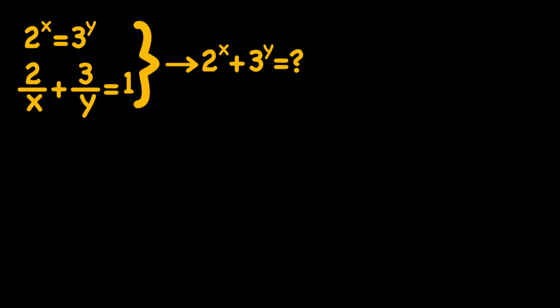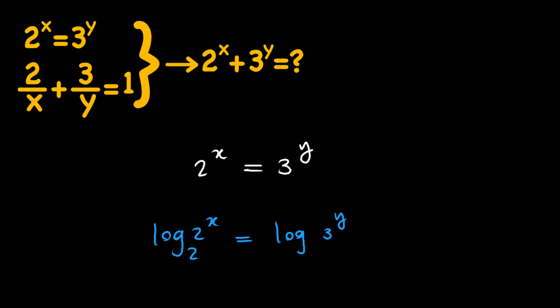Well, to do that, let's go ahead and start with the first equation, which is 2 to the power of x equals 3 to the power of y. So what I want to do here is solve x in terms of y. And to do that, we need to take the log of both sides with base 2. So if we do so, we're going to have log of 2 to the power of x with base 2 equals log of 3 to the power of y with base 2.